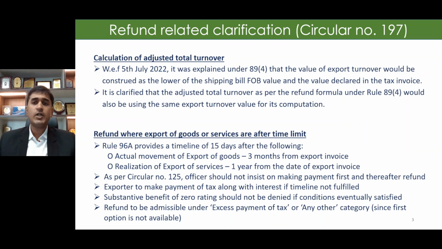Next, calculation of adjusted total turnover. Now, Rule 89 sub-rule 4 has an explanation now which says that export turnover would be the lower of the value as per shipping bill or the value declared in the tax invoice. So it will be the lower of the two. The adjusted total turnover formula is now saying that it is export turnover plus domestic turnover. So the value of export turnover in the denominator in adjusted total turnover would also be the lower of the two, that is shipping bill value or value declared in the tax invoice. So numerator and denominator export turnover value would remain the same.